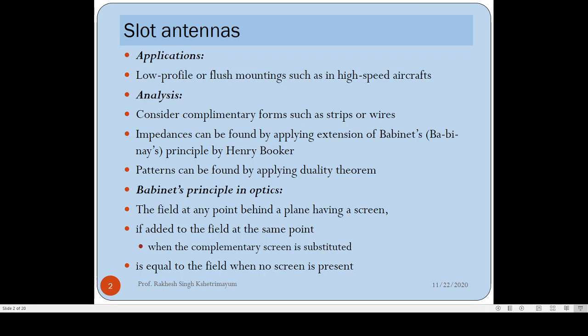If we know the properties of dipole antennas or wire antennas properly, we can easily infer the antenna properties for slot antennas by using a principle called Babinet's Principle. This principle is basically used in optics, but Henry Booker extended it for applications in antennas. From there we can find the input impedance of slot antennas, and the patterns can be easily found from those of the complementary structures like dipoles, wires or strips by applying the duality theorem. We have already discussed what the duality theorem is.